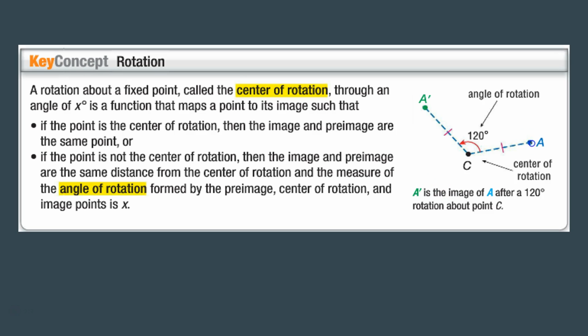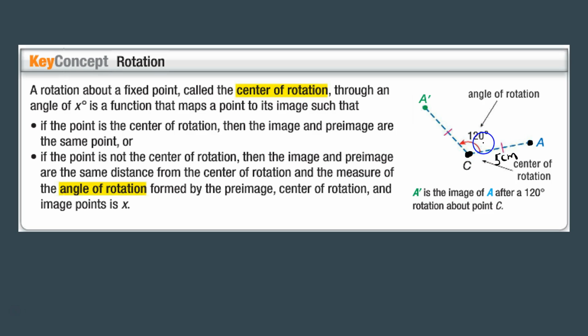So here we're starting with point A. The point that we're looking at as the center of rotation is C. So we have this equal distance. Let's say this is 5 centimeters. This 5 centimeters is going to be rotated with it as well.